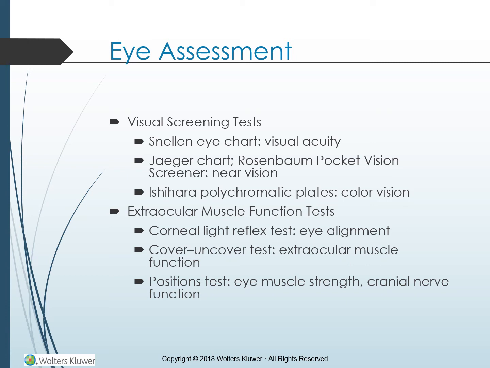Color vision is assessed with the Ishihara polychromatic plates. The client receives a series of cards on which the pattern of a number is embedded in a circle of colored dots. The numbers are in colors that colorblind individuals commonly cannot see. Clients with normal vision readily identify the numbers.